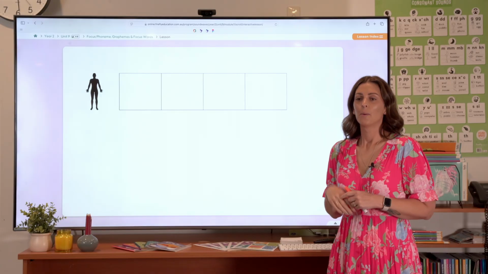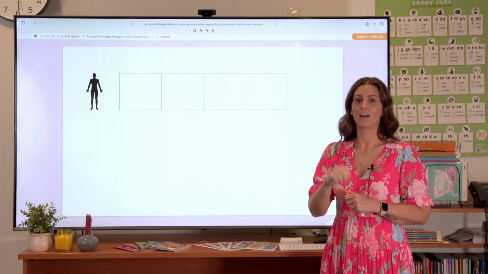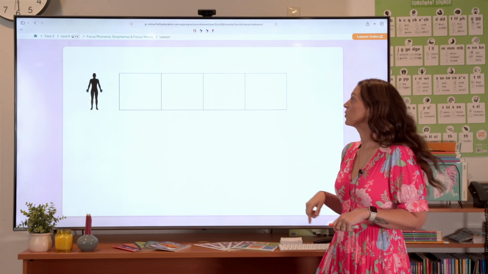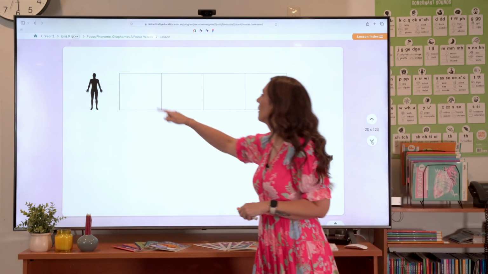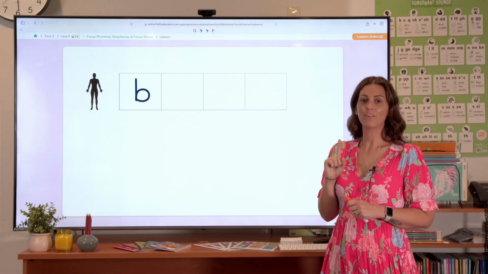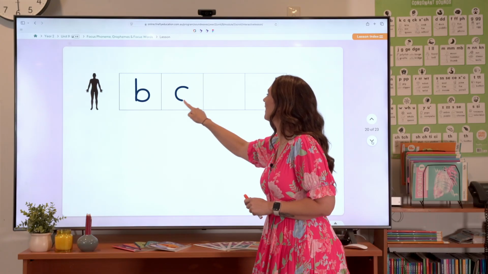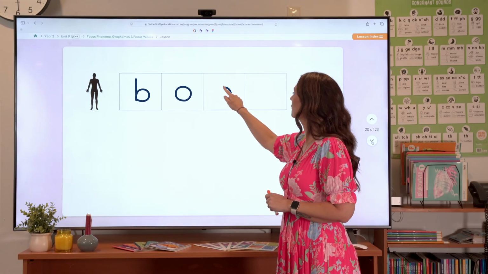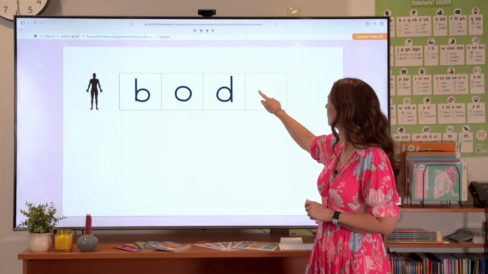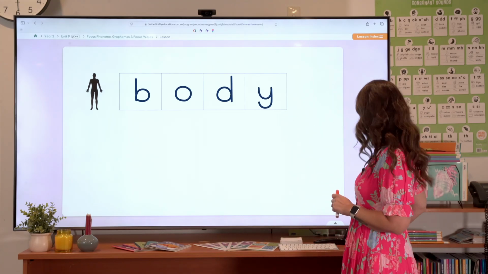Body. B, O, D, E. 4 phonemes in that word. Which grapheme should we use to represent B? B, well done. Second phoneme was O. How would we represent that? That's right. D, grapheme D. And the E phoneme in this word is with a Y.